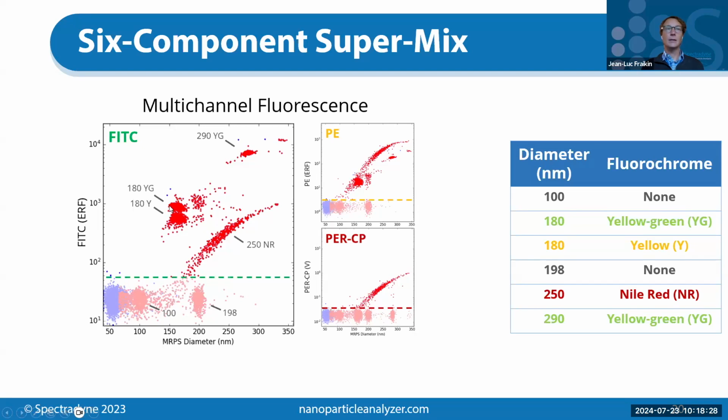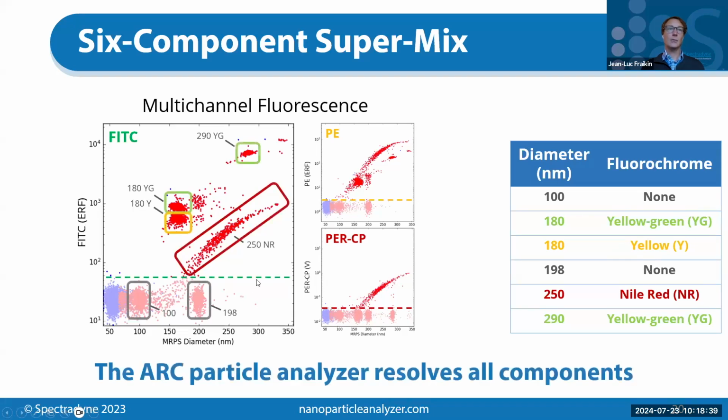So here now you can see the difference between the 180 YG particles and the 180 Y particles because they have different fluorescence intensities in our green channel, right? And so you can use the different color combinations to identify all the components of this mixture this way.